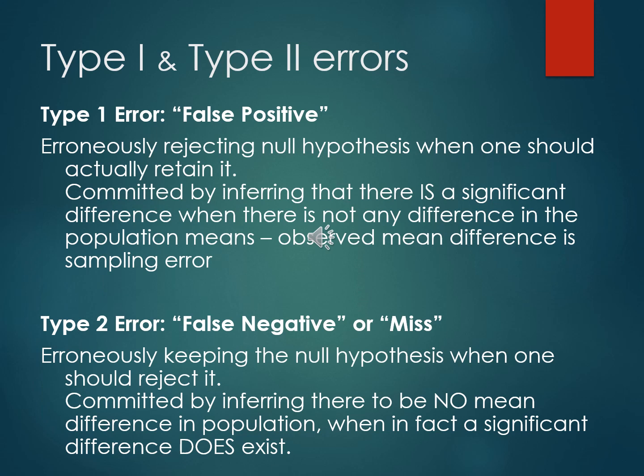The opposite is a type 2 error. You declare at the end of the analysis that two population means are the same. However, in reality, the two population means are actually different. So you should have rejected, but you didn't reject the null hypothesis. That's the type 2 error. The other way to say it is a false negative, or a miss.